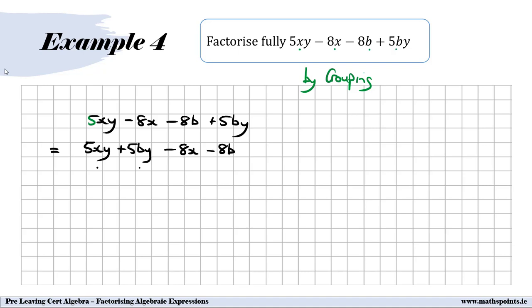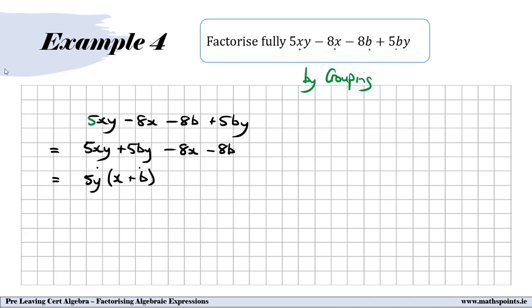If I had written the 8b first, well then my brackets wouldn't have the same order as the factorization of the first pair. So obviously we can take out 5 as the highest common factor there number-wise, and then letter-wise there's a y in both terms, and so we'll factor out a y as well. If you do 5xy divided by 5y, you're left with x. And if you do plus 5by divided by 5y, you're left with plus b.